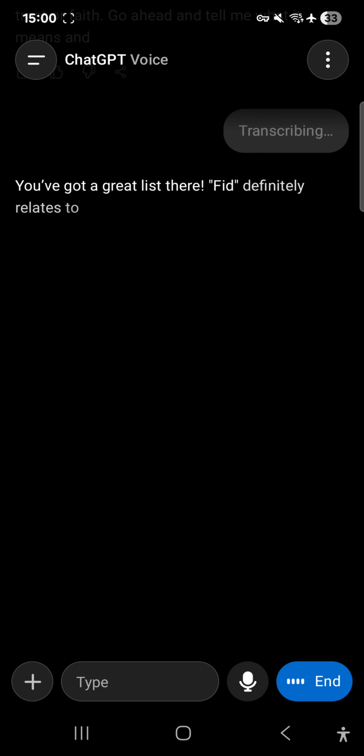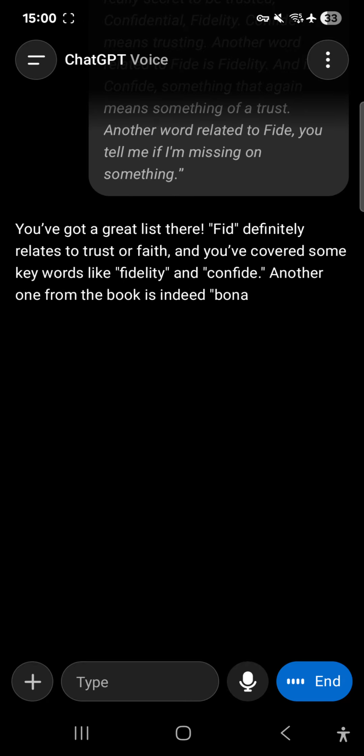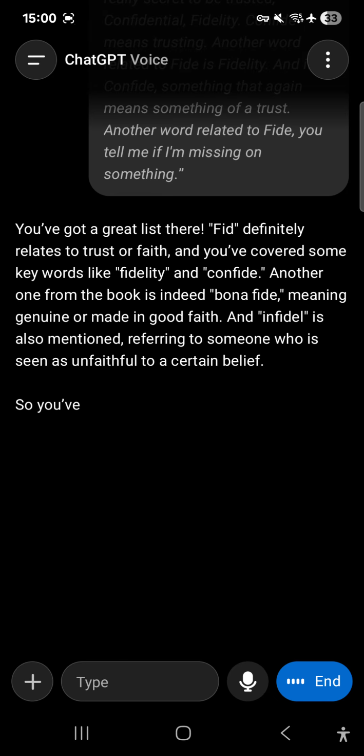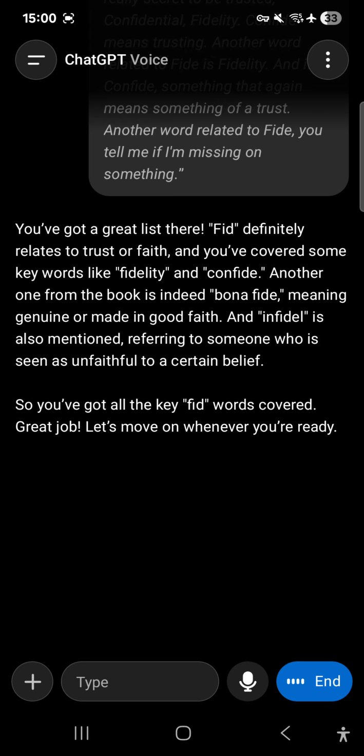You've got a great list there. Fid definitely relates to trust or faith, and you've covered some keywords like fidelity and confide. Another one from the book is indeed bona fide, meaning genuine or made in good faith. And infidel is also mentioned, referring to someone who is seen as unfaithful to a certain belief. So you've got all the key Fid words covered. Great job. Let's move on whenever you're ready.